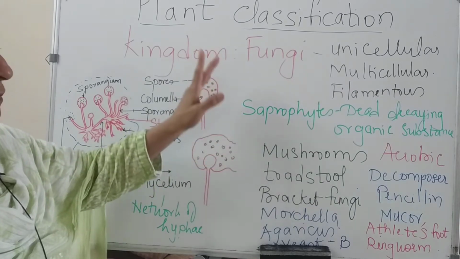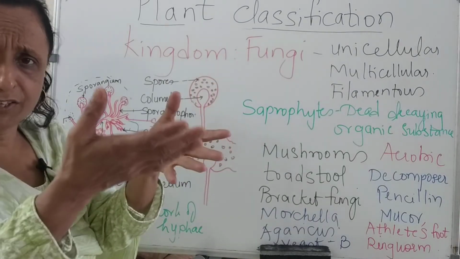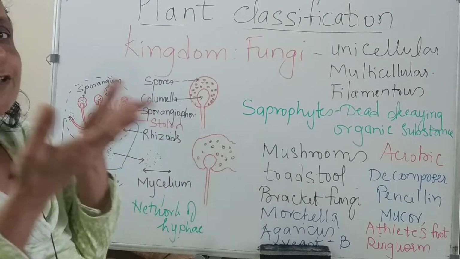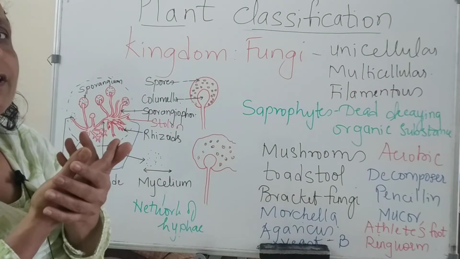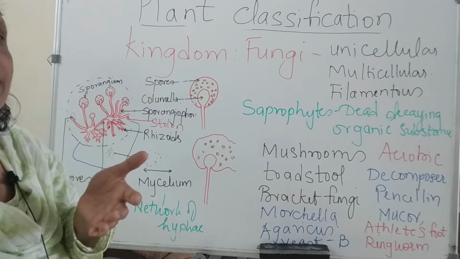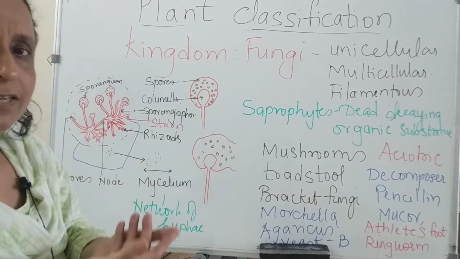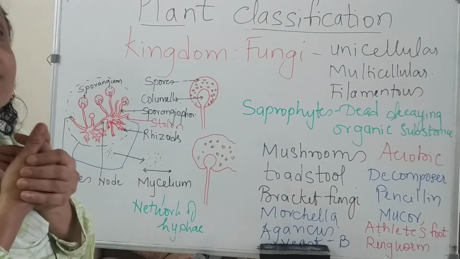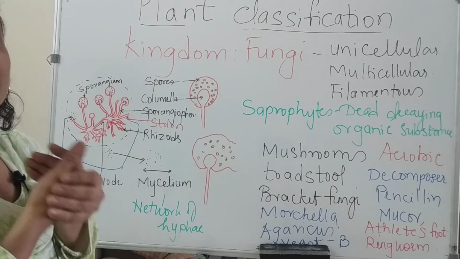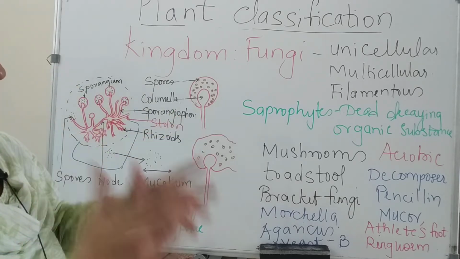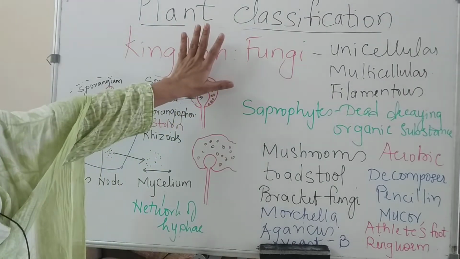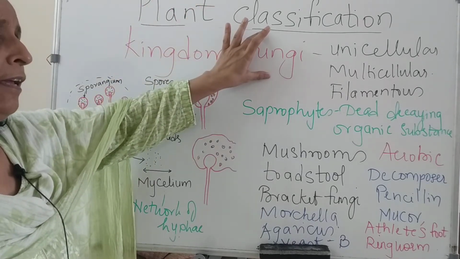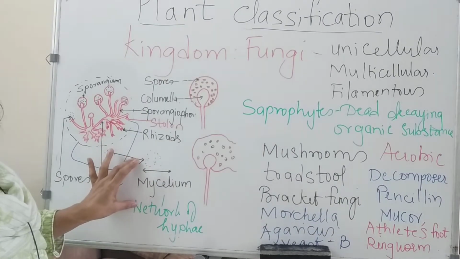Now, the respiration. It will carry out respiration to release energy. Whether it is aerobic or anaerobic, it is not anaerobic, it is aerobic. It requires oxygen, it grows on the surface. Therefore, it is carrying out aerobic type of respiration. So this is the character of the kingdom fungi with these examples.